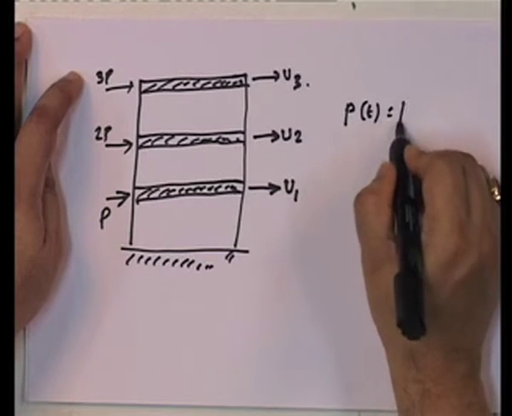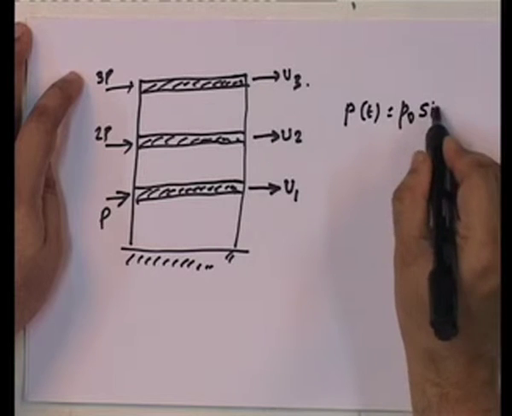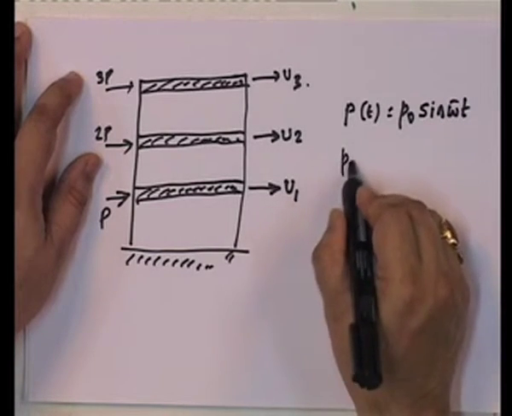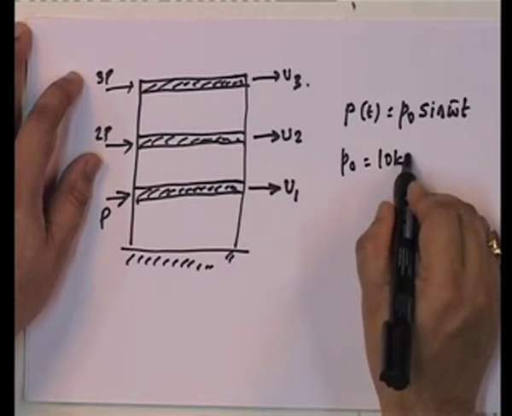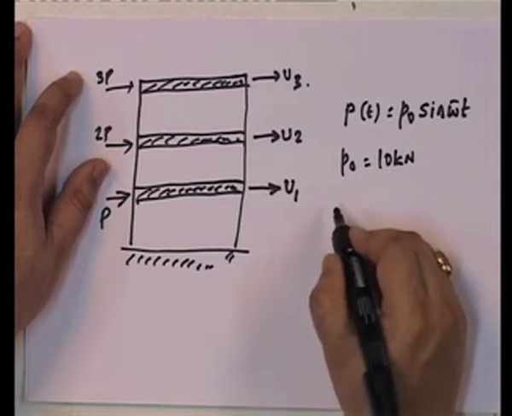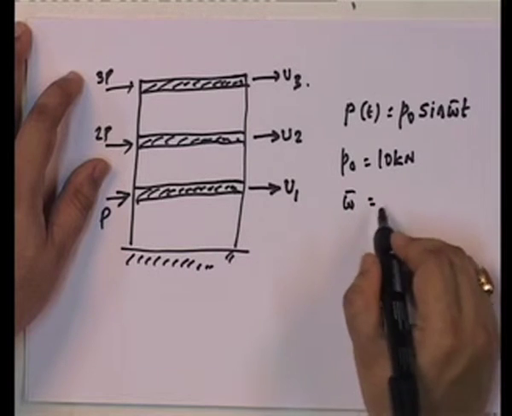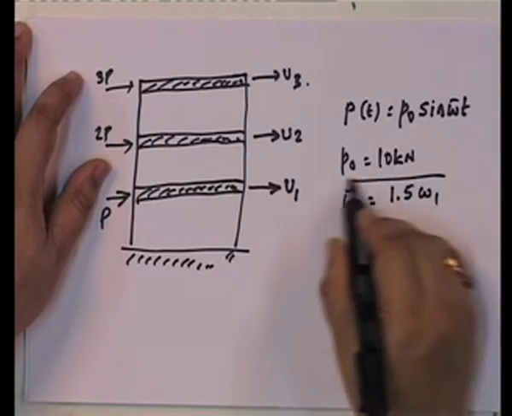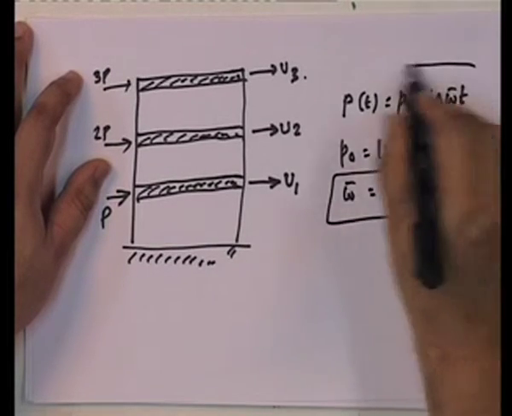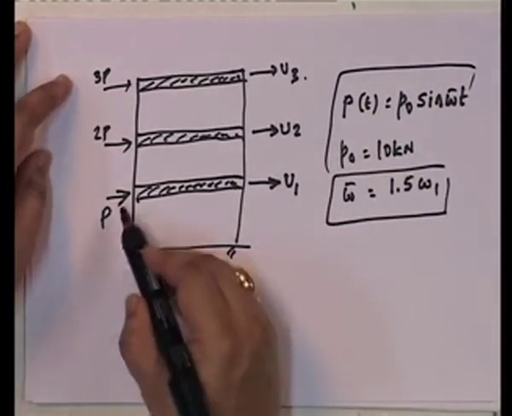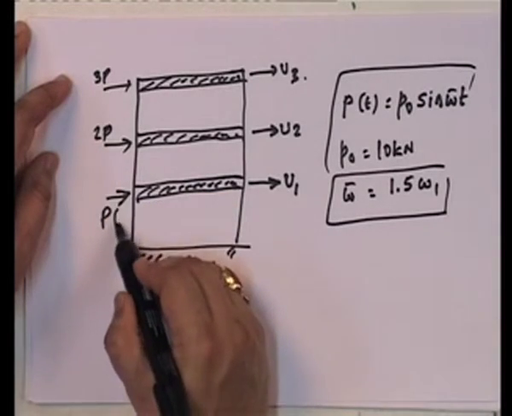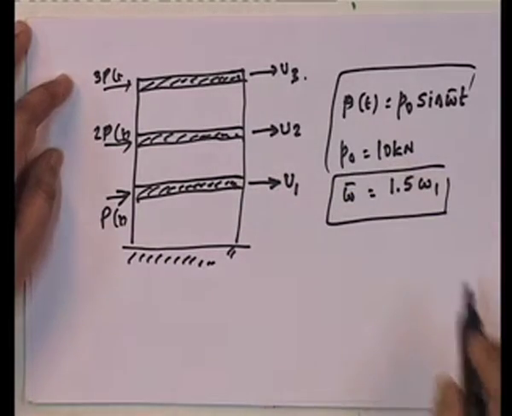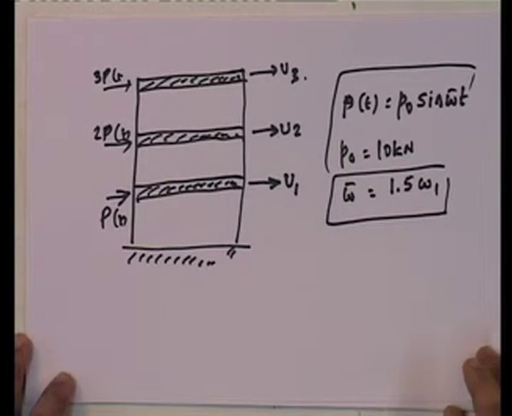P of t is equal to P0 sin omega bar t, where P0 is 10 kilonewtons and omega bar is equal to 1.5 times the fundamental frequency. So, this is the loading, and this is P of t, 2P of t, 3P of t. Okay. So, this in a sense is the problem.